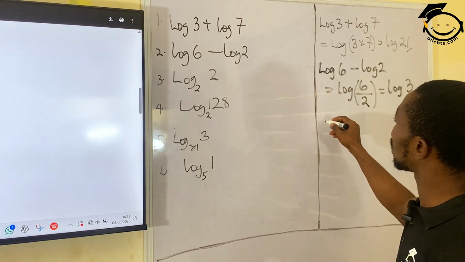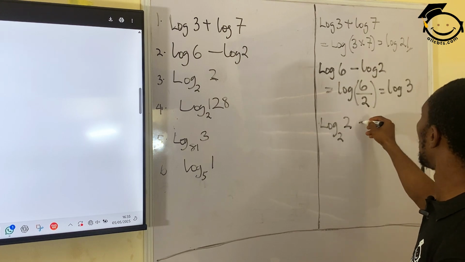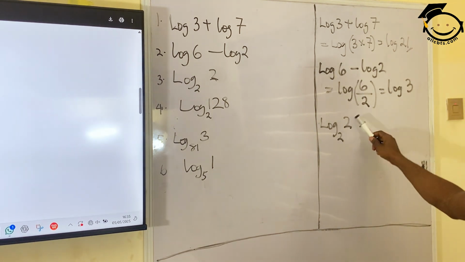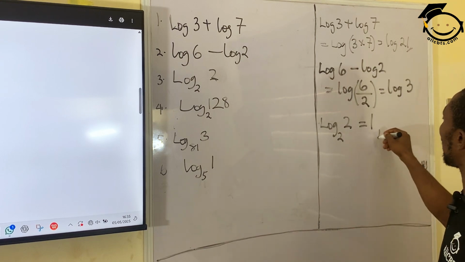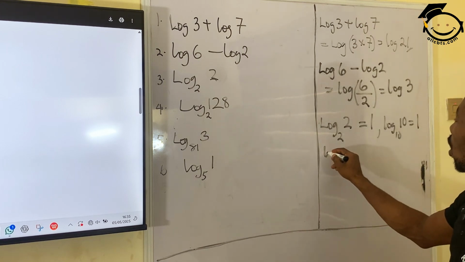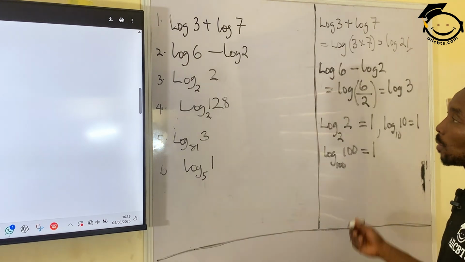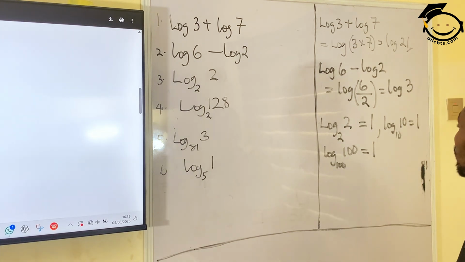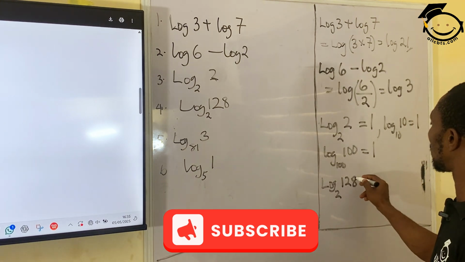Okay, now to the third one, we have log base 2 of 2. Now, in logarithm, whenever you have a log of the same number as the base, that is equal to 1. So if we're having log 10 of 10, that is 1. Log 100 of 100, that is 1. So it's important to always remember this. Now, the next example we have there is our log base 2 of 128.